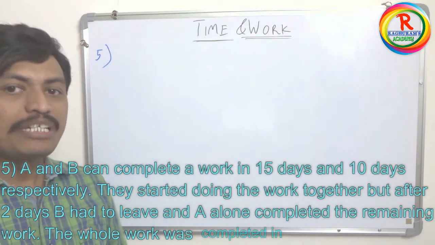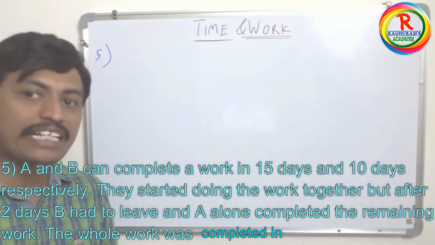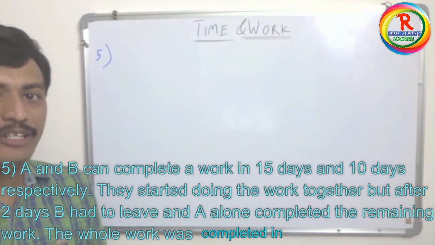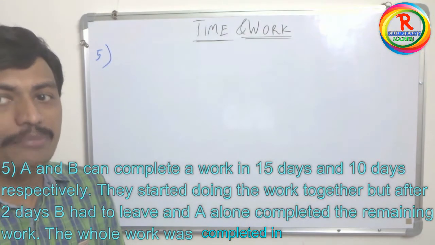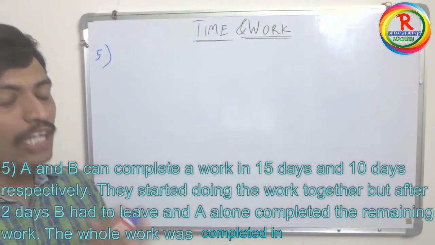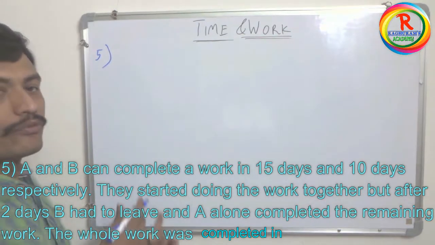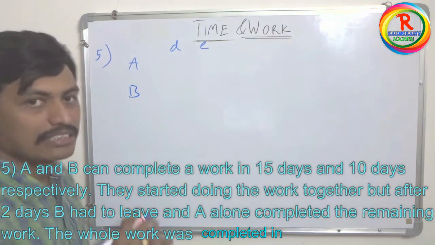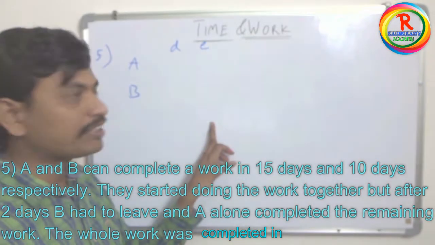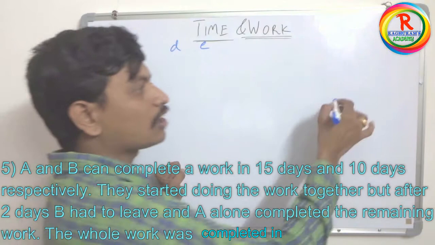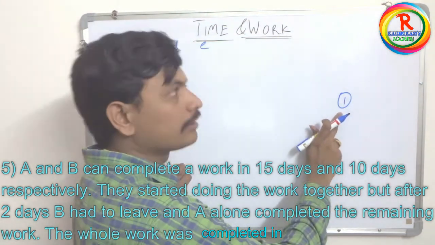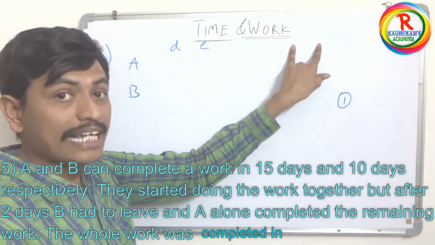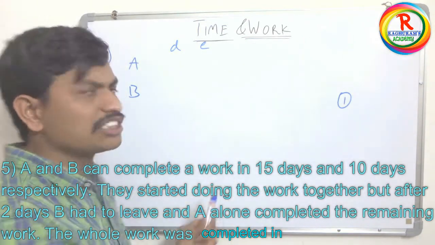Take another problem. A and B complete a work in 15 days and 10 days respectively. They started doing the work together, but after 2 days B had to leave and A alone completed the remaining work. The whole work was completed in how many days? First we take A and B days and efficiency. This is the easiest method by taking efficiency. In fractions we take total work as 1, but here we take the total work in LCM units. So this is the easiest way.